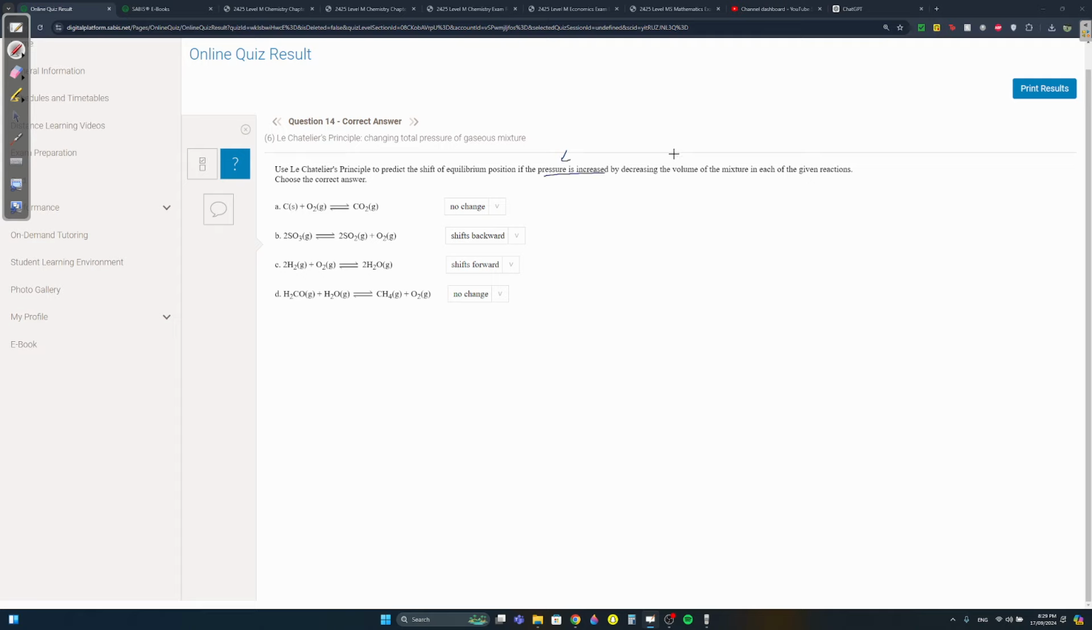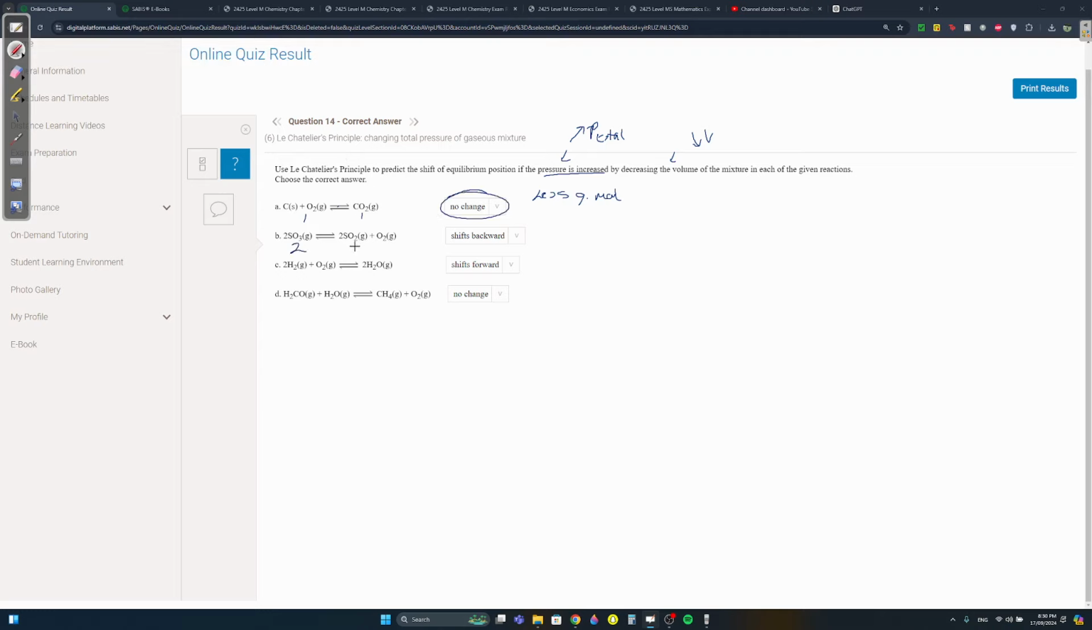Pressure is increased by decreasing the volume. So we decrease the volume, which means we increased the total pressure. When you increase total pressure, where does it move? To fewer gaseous moles. Here we have 1, 1, because carbon is a solid. So 1, 1: no change, no shift.